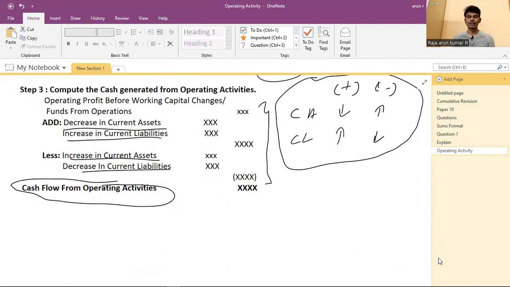I will start with the whole sum. I cut that whole cash flow statement into different parts. In 3 classes, I explain each and every concept. I hope you all will understand.